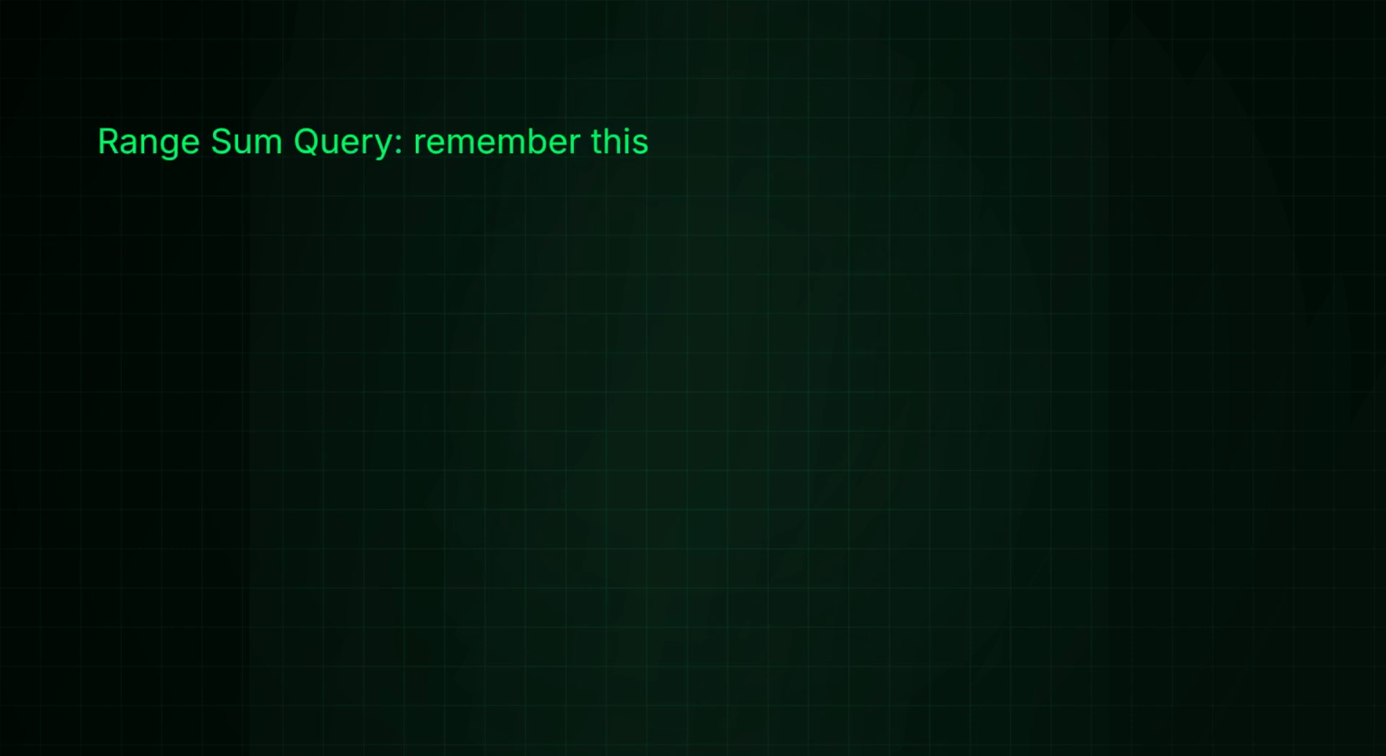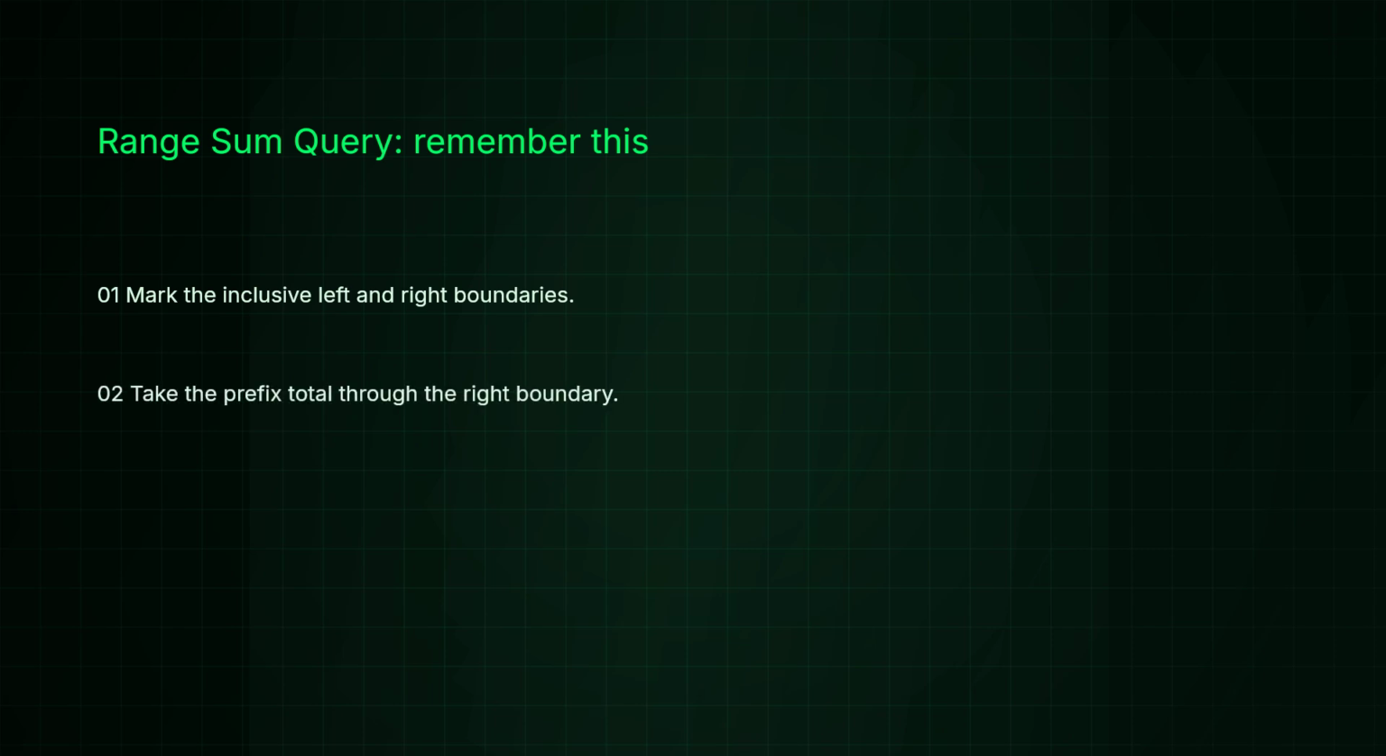Range sum query comes down to 3 ideas. Mark the inclusive left and right boundaries. Take the prefix total through the right boundary. Remove the prefix before the left boundary. O of n preprocessing time and O(1) query time.